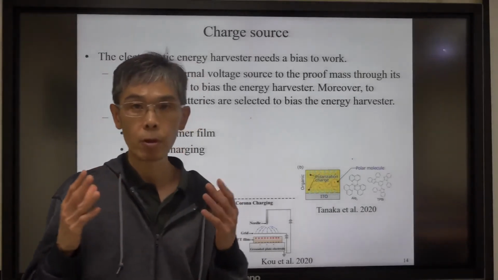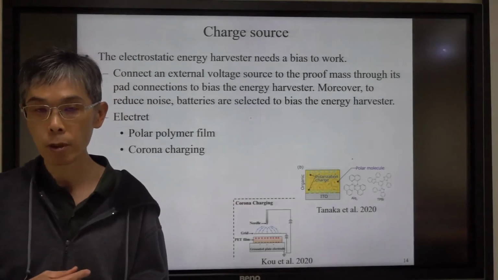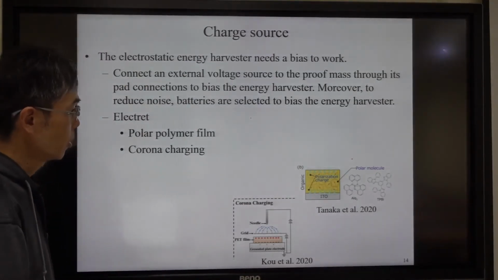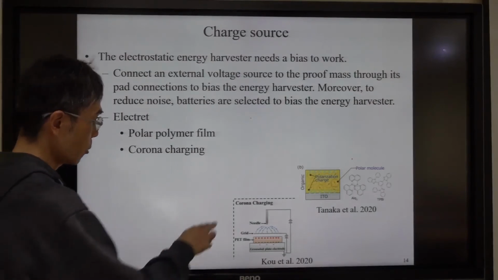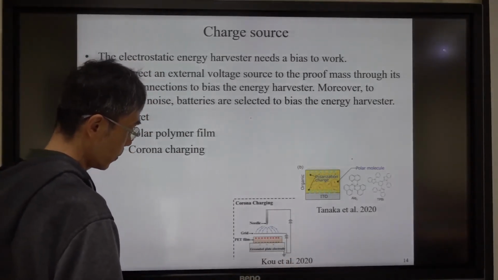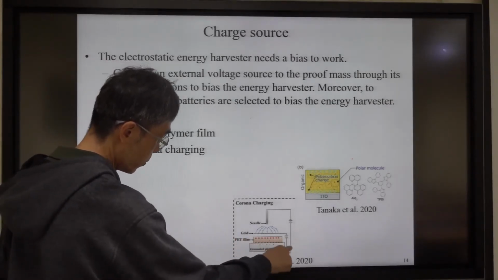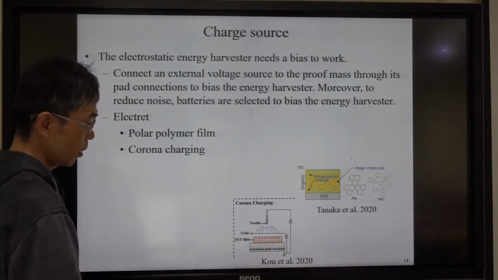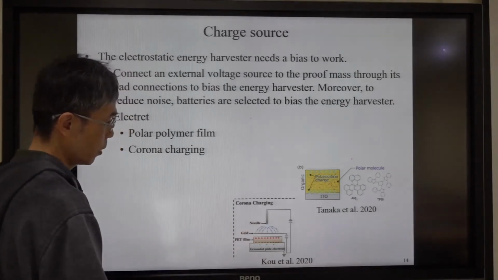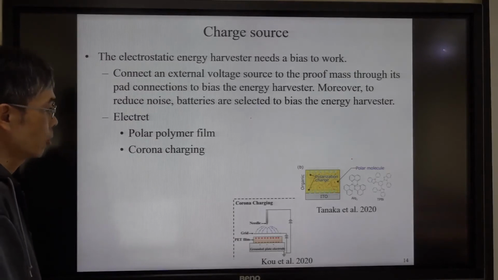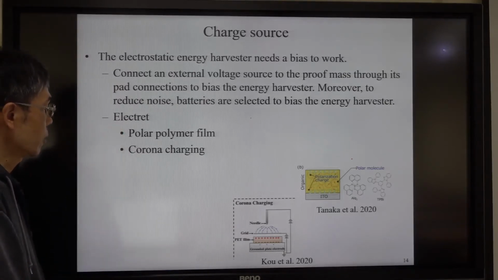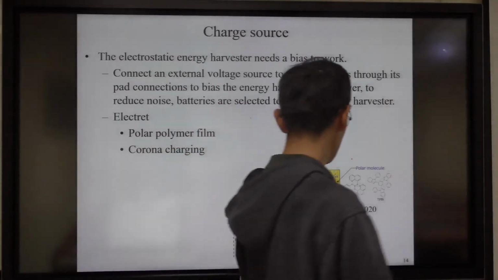Then, before we can make use of this device, we need to deposit charge to the beam. And one way to do it is to use corona charging. We apply very high voltage, and we have the PD film on top of the plate. Then we have a grid net to distribute the electric field. This way, we could deposit charge to the device. We call these charges electret. So we could use polymer film. So this is polymer film.